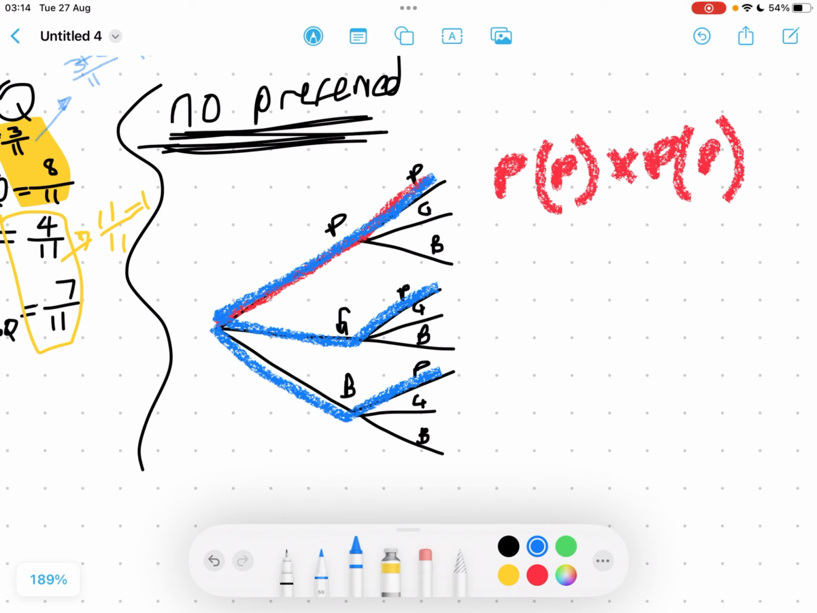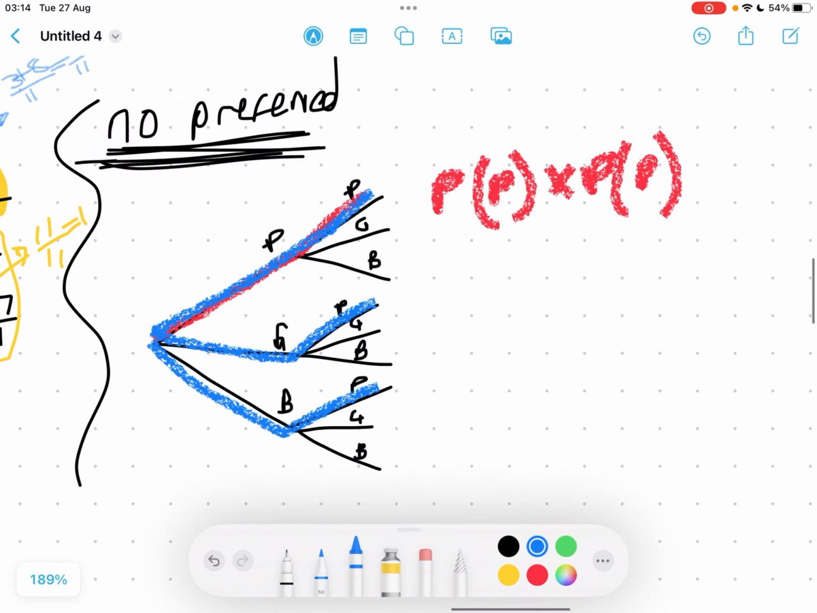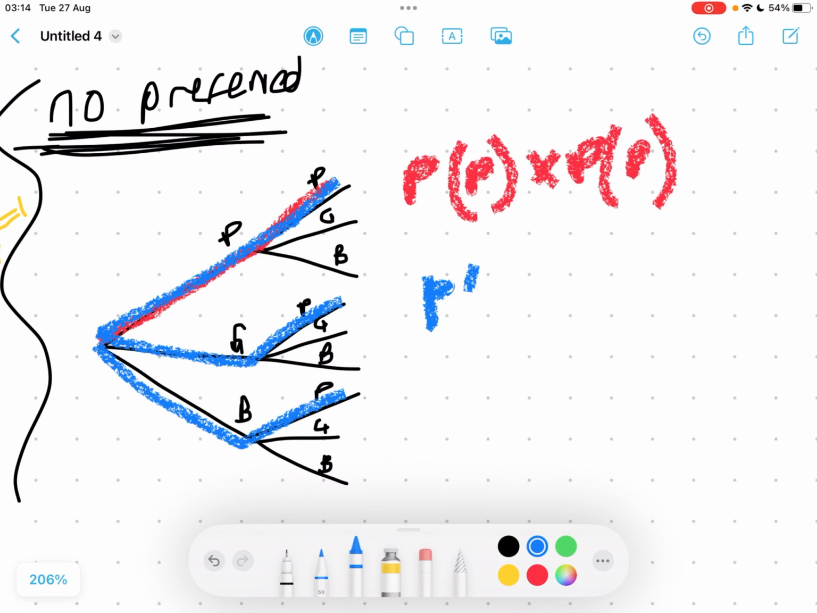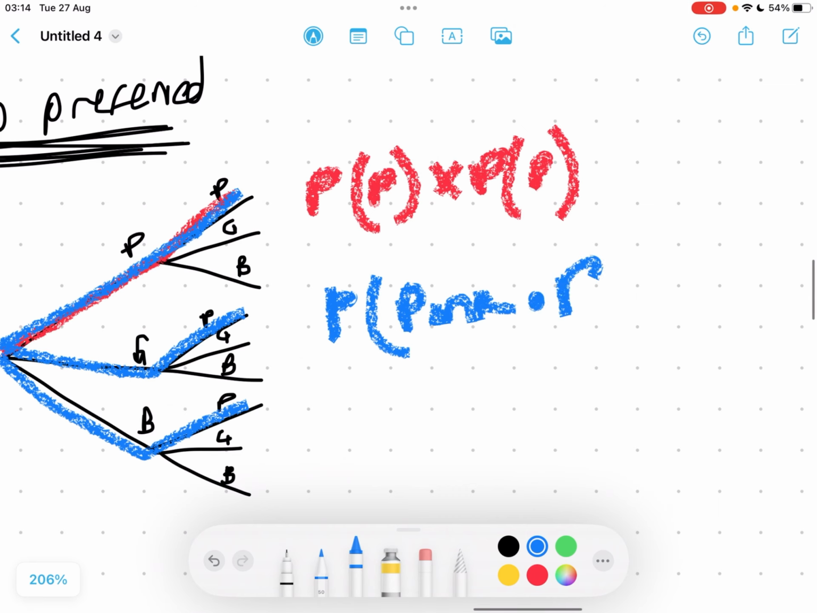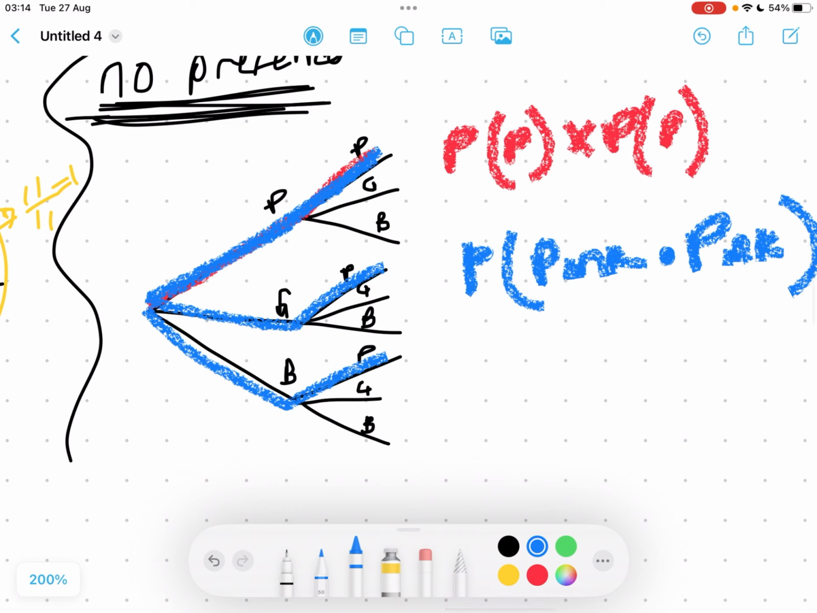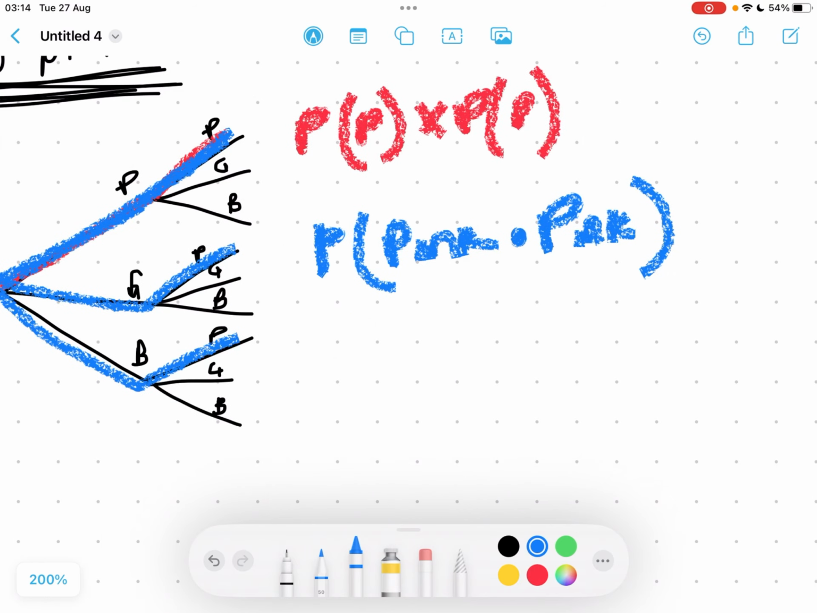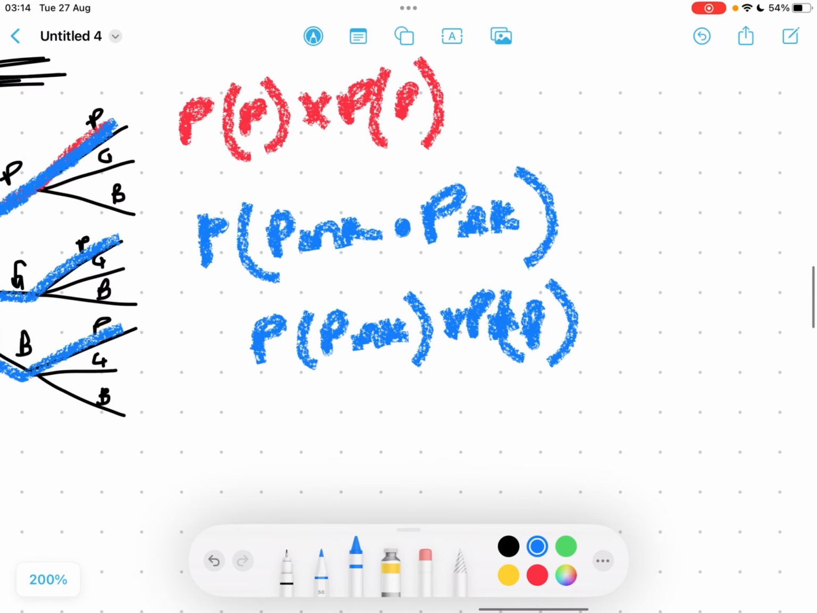That's where they ask you, what is the probability of getting at least 1 pink? At least 1 pink means you can get any other thing for the second option, but one of those must be pink. So the probability of that will be P of getting pink and then pink. Since this is along the same line, you're going to multiply these. So it's P pink times P pink.